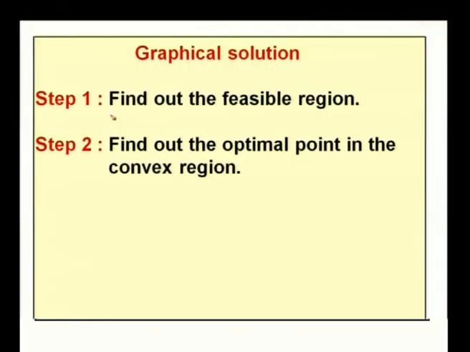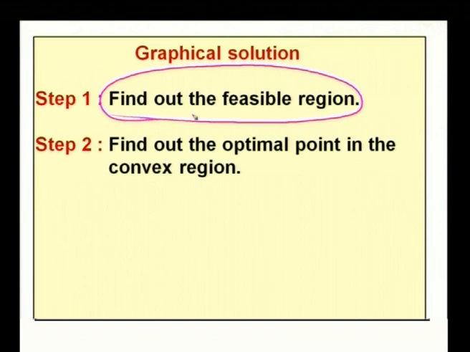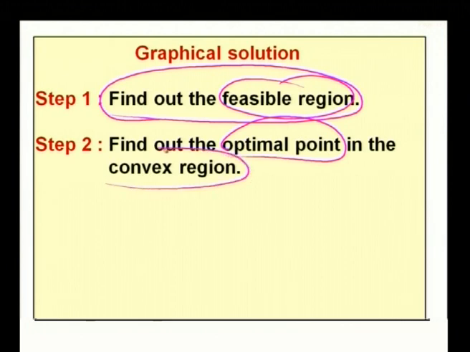In the graphical method, the first step is to find the feasible region for the given nonlinear programming problem. By plotting the constraint equations in a graph, first we have to find the feasible region. Once we get the feasible region, which we call the convex region, next we have to find the optimal point in that feasible region. So, the idea in the graphical method is to find the feasible region first, then find the optimum solution in that feasible region.